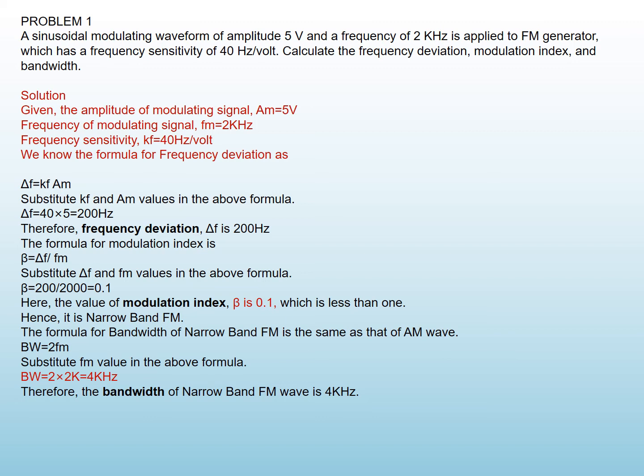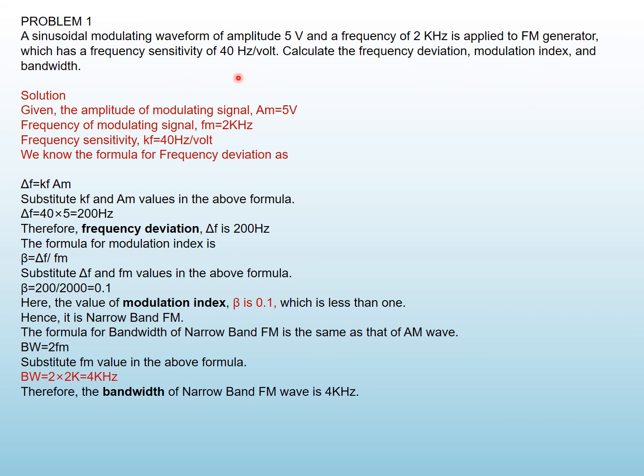The first problem: a sinusoidal modulating waveform of amplitude 5 volts and frequency 2 kilohertz is applied to a frequency modulated generator, which has a frequency sensitivity of 40 hertz per volt. Calculate the frequency deviation, modulation index and the bandwidth.